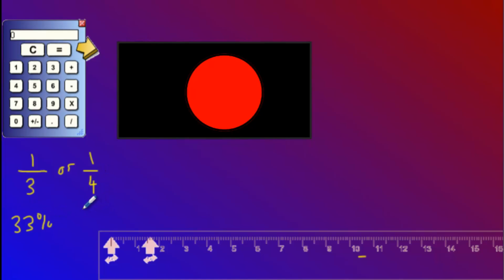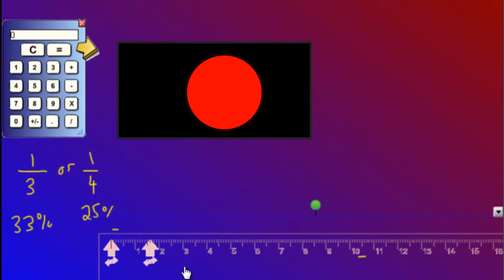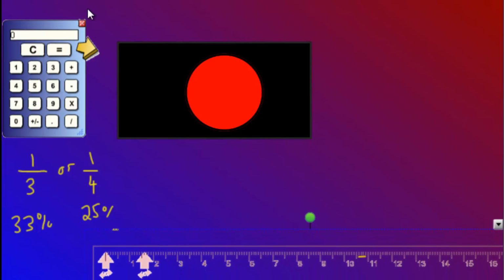If it was 1 out of 4, what would that be? 25%. So when we are done our calculations, our final answer should be very close to one of these two percentages. If it's not, we've done something wrong. Let's see this.